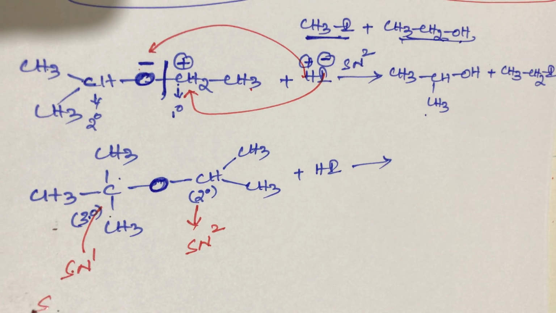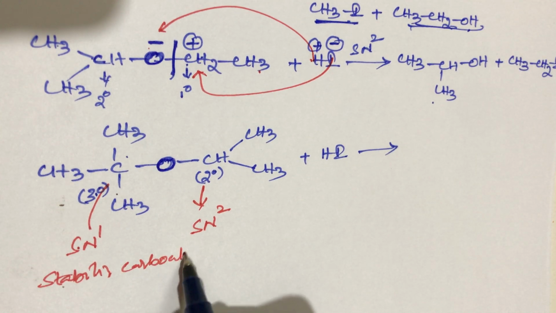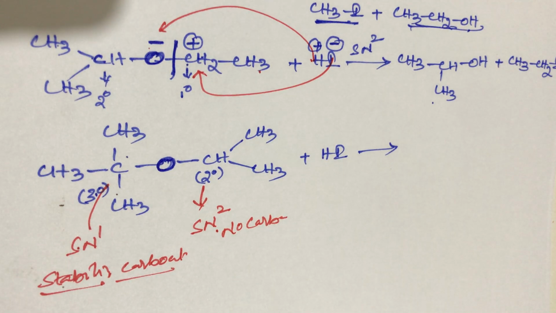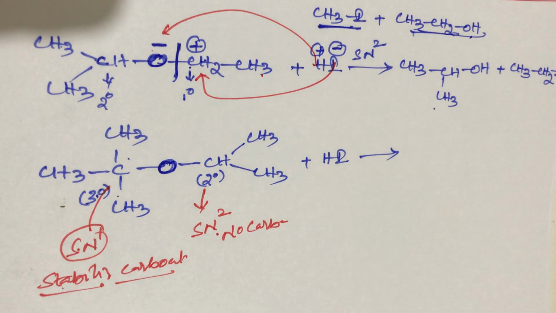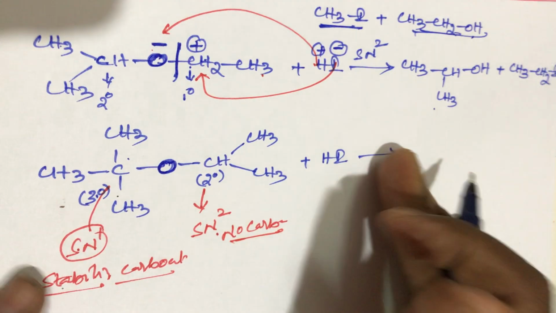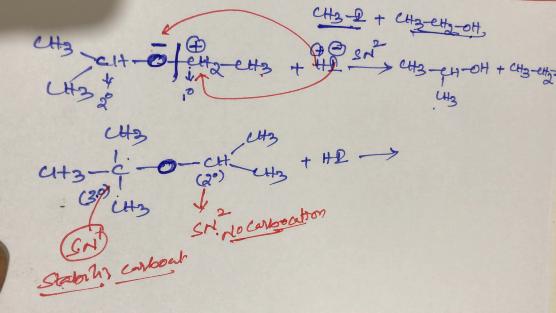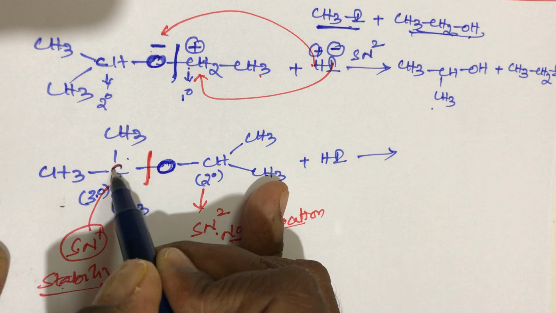In the SN1 mechanism, a carbocation will be formed, but in SN2 there is no intermediate carbocation. In SN1, a stable intermediate carbocation is formed, but in the SN2 mechanism there is no carbocation. So where is bond cleavage possible here, student? Bond cleavage is possible between the tertiary carbon and oxygen.